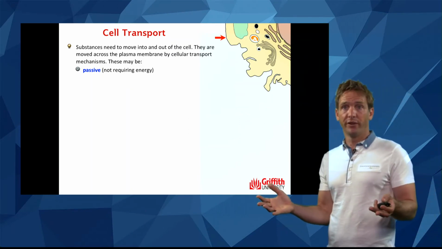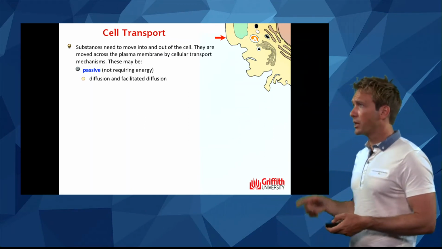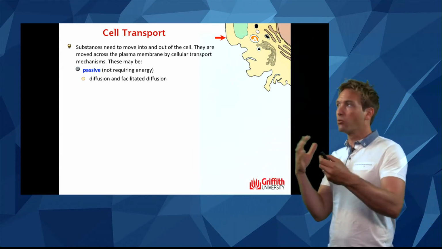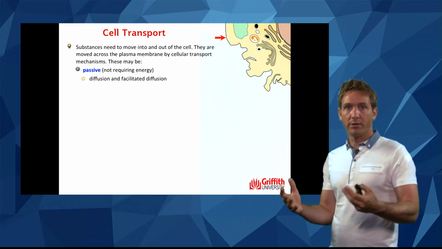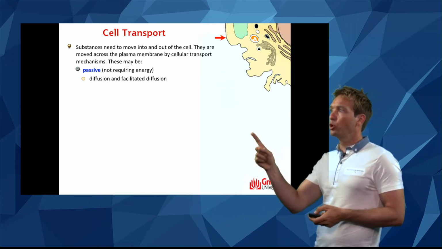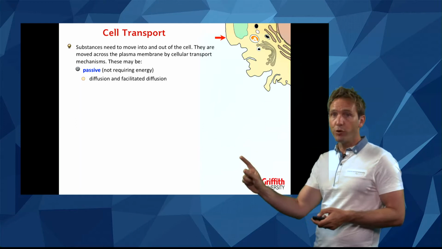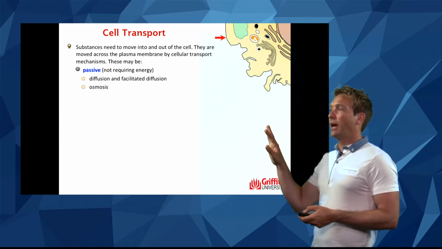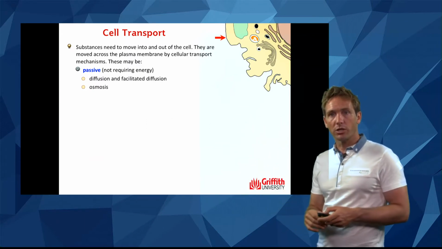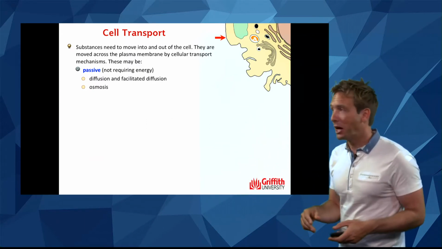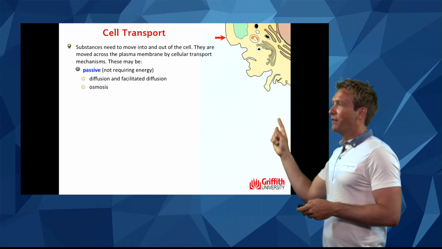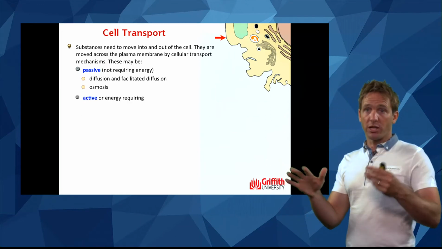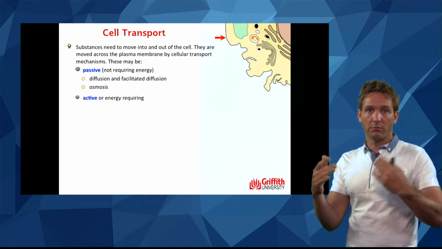Now, there's a couple of transport mechanisms. There's passive transport. Passive by definition means that it doesn't require a ton of energy, it just happens. There are three types of passive transport: diffusion, facilitated diffusion, and osmosis. And we're going to break those down. So this is just a general overview, and then we're going to break them down into their parts.